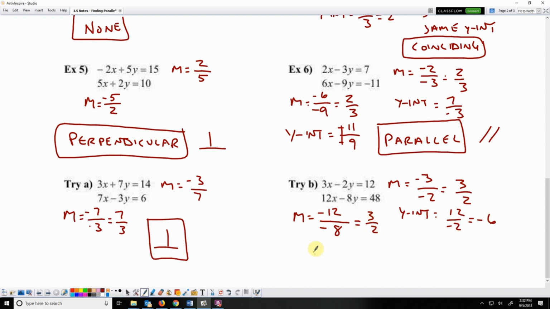And then 48 over -8 is also -6. Same slope, same y-intercept. These lines are coinciding.